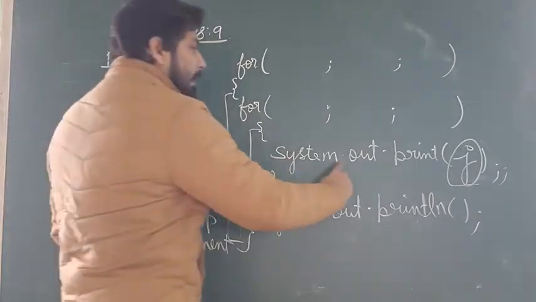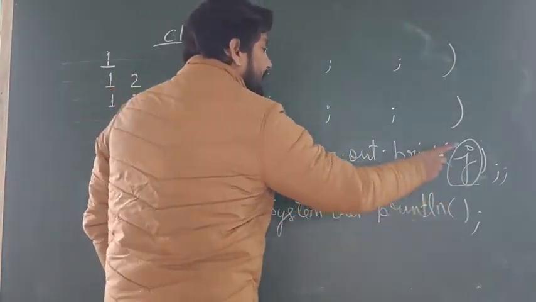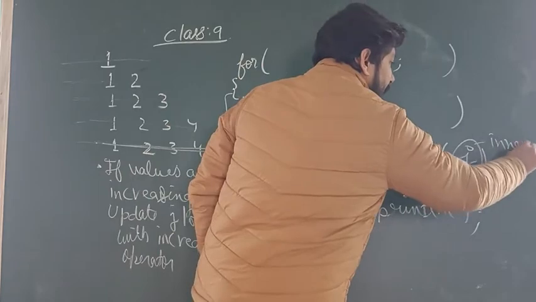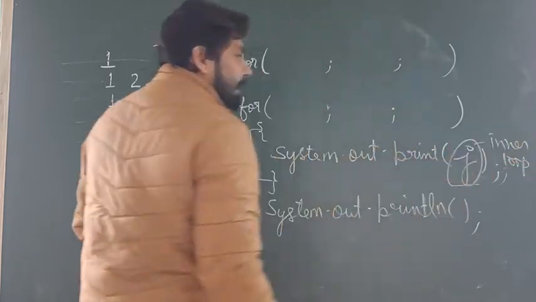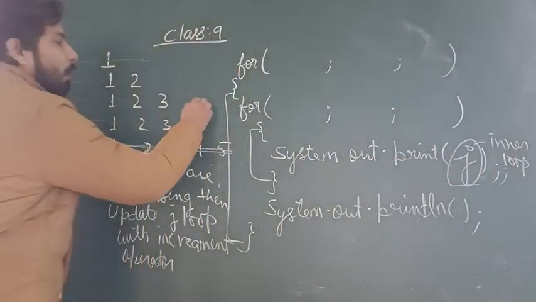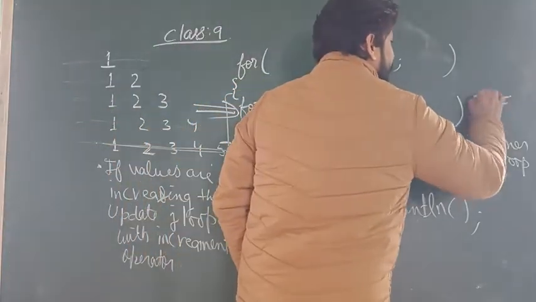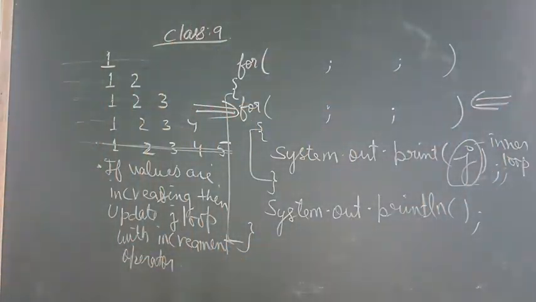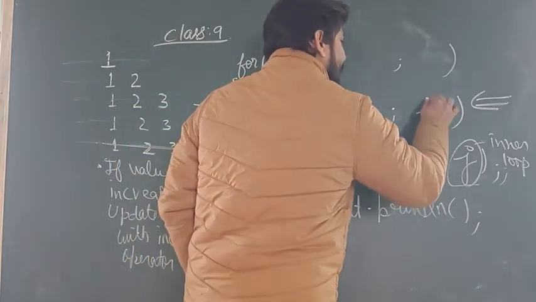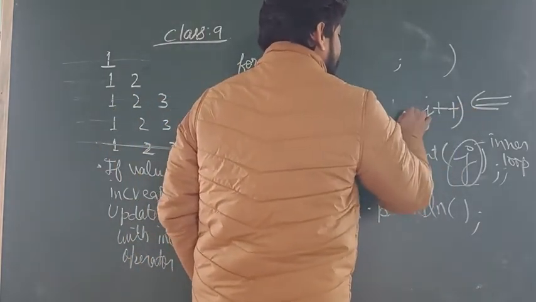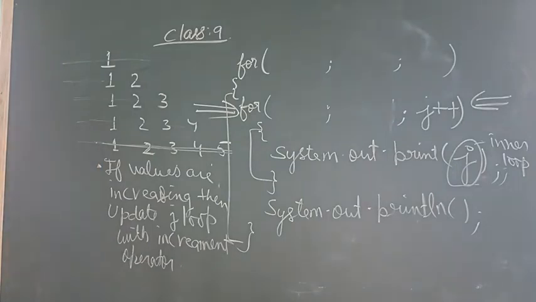So here system out will print your j. If it is j, that is your inner loop variable, and we have the inner loop, then our inner loop will be filled. First, the updation will be filled. Just check the last line, 1 2 3 4 5, the value is increasing. So we have to increase the value: j plus plus. It should be j plus plus. I think it is clear.